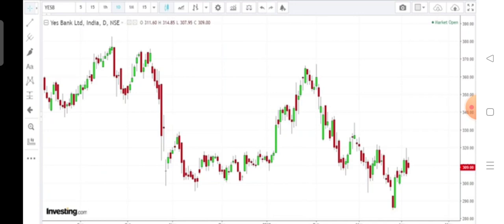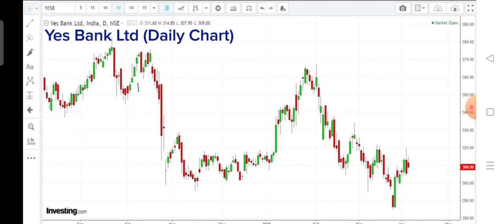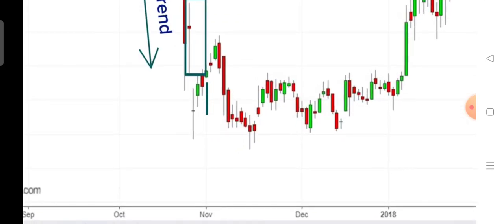Now let us look at a chart of a spinning bottom also. Here we are looking at the Yes Bank daily chart. As you can see, earlier there was a very ferocious down move, and after that a spinning bottom was formed. We could say it is a spinning bottom, but again next day the price gapped down and a kind of a doji was formed.